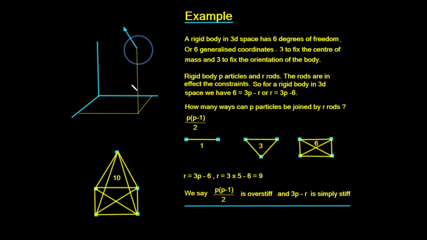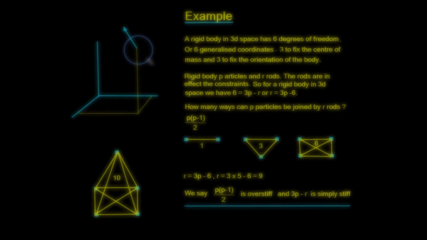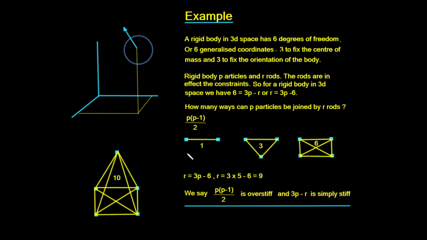That is 6 axes. And also we could say now we're going to have 6 generalized coordinates. We're going to have 3 to fix the centre of the mass and 3 to fix the orientation of this body. Finally, let's look at this last example here. Let's say we have got a rigid body. Now a rigid body is just made up of p particles, so it's a number of particles, and the distance between each particle remains the same.